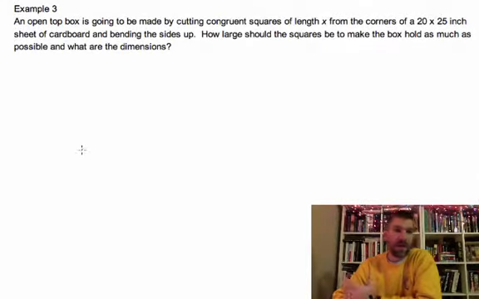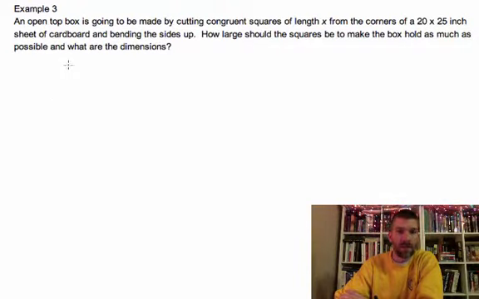Alright, on this problem we've got an open top box that we're going to make by cutting congruent squares of length x from corners of a 20 by 25 inch sheet of cardboard and bending the sides up. How large should the squares be to make the box hold as much as possible, and what are those dimensions?